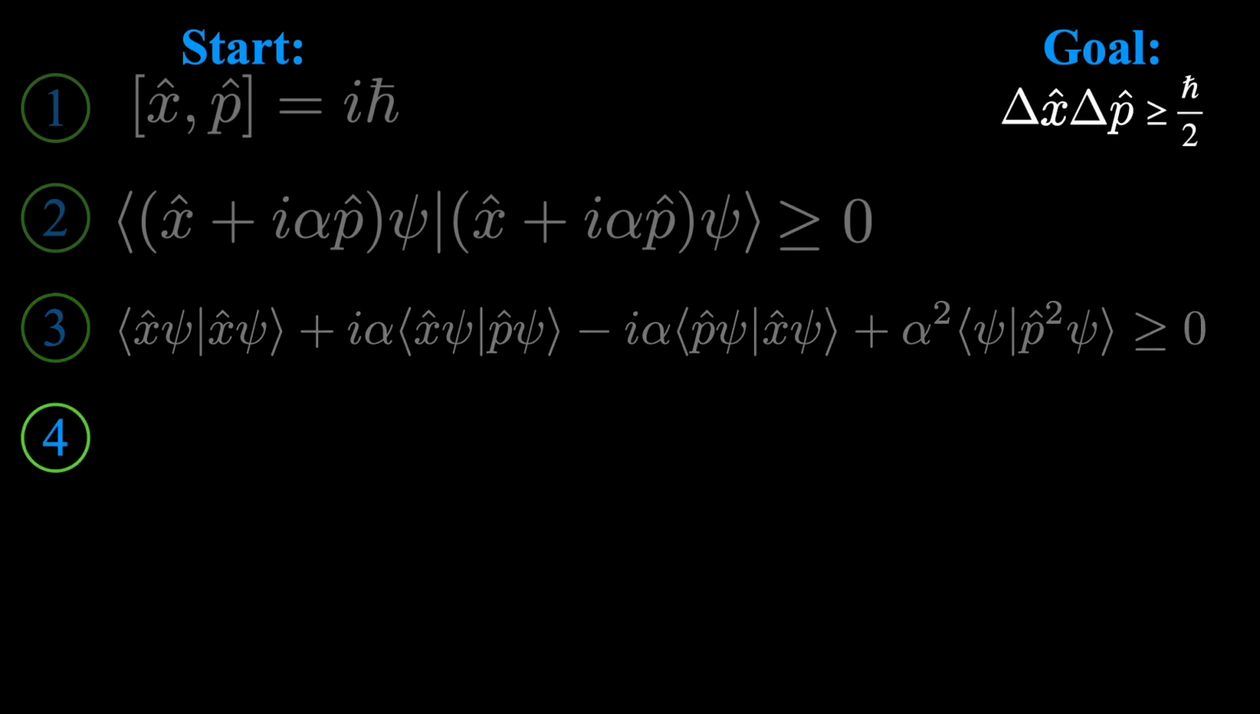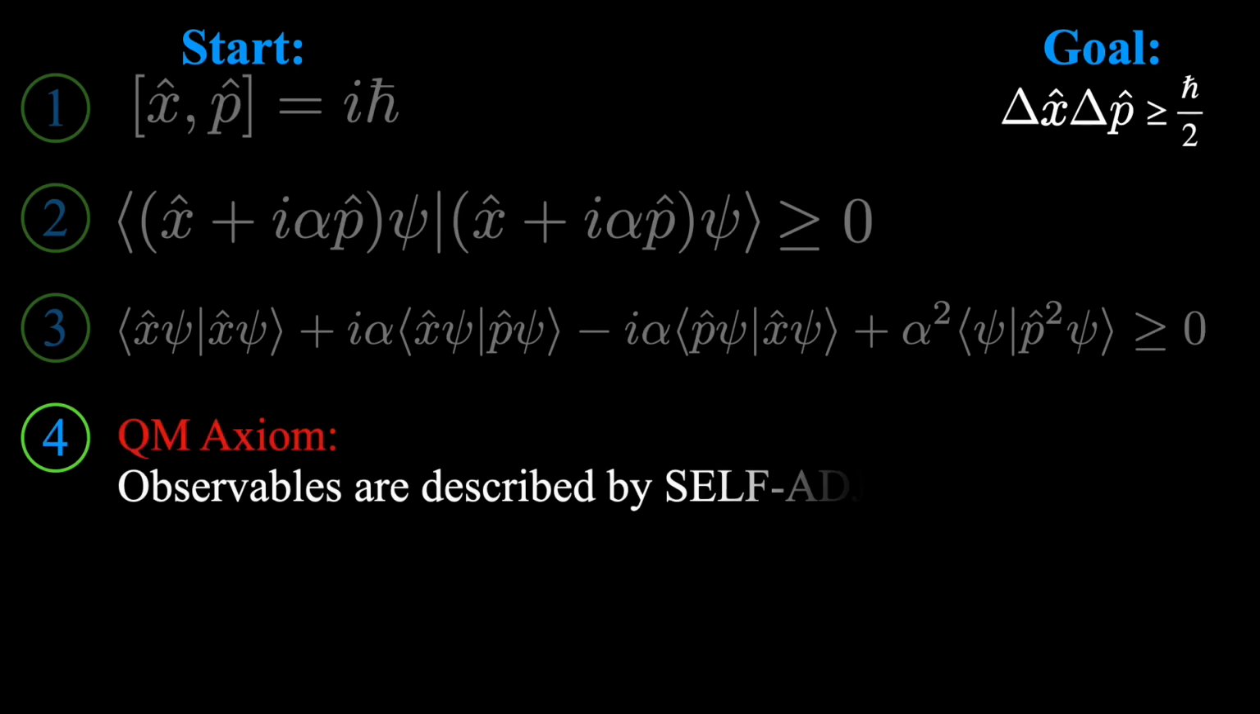Okay, now for step 4. The momentum and position operators both correspond to observables. So by one of the axioms of quantum mechanics, they must be self-adjoint.